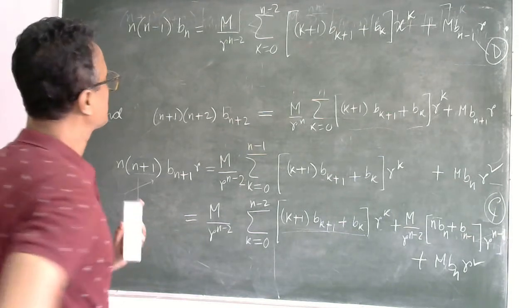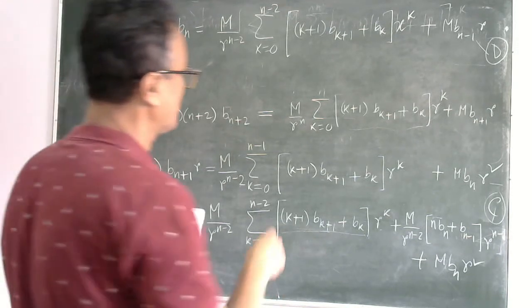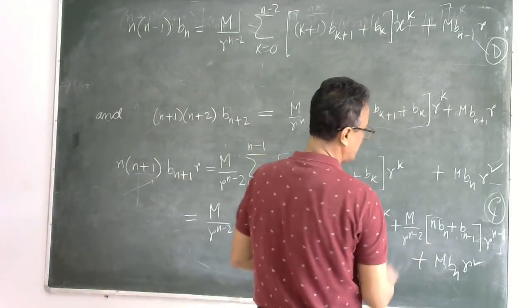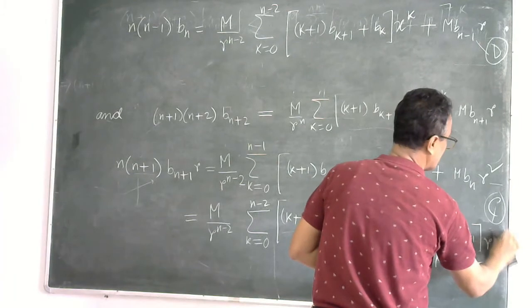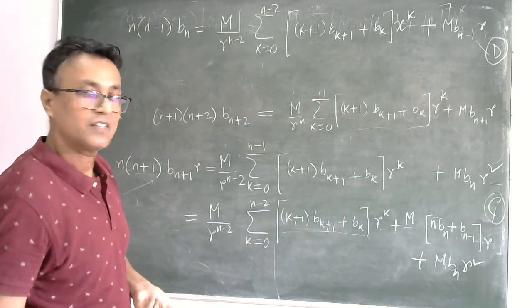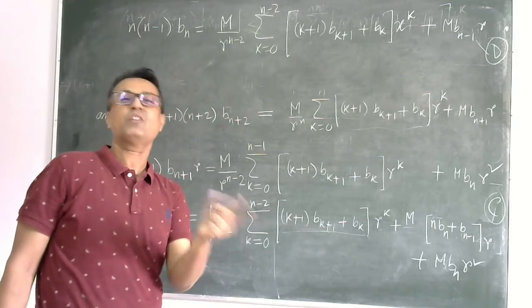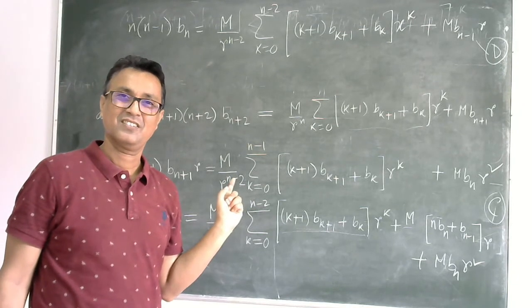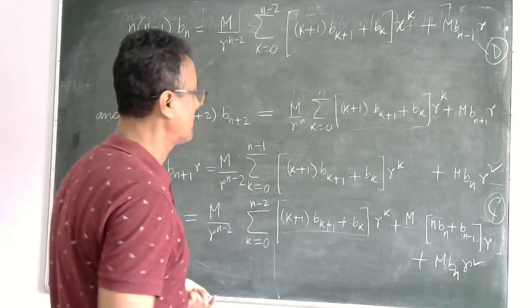Now see one thing. If I work with this, what is going to happen? This is simply r to the power n minus 1 divided by r to the power n minus 2. So that is simply r, isn't it? Can you please repeat?